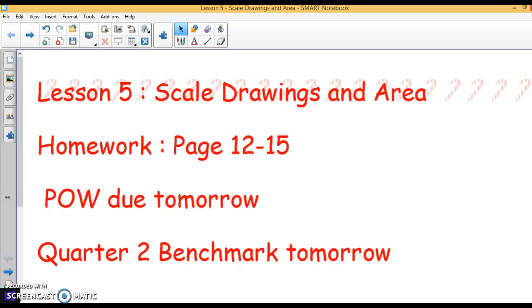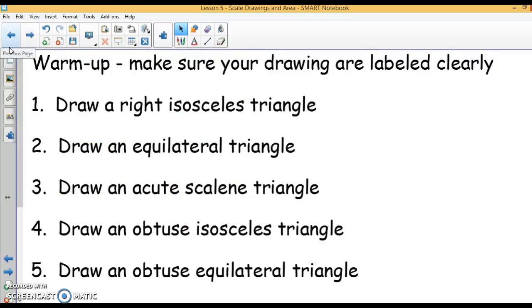Talking about today is 2D Geometry, Lesson 5. It's scale drawings and area. The homework that goes with this is page 12 to 15 in your homework packet. All right, I want you to do this for a warm-up. Go ahead and pause this now, do it, and then turn it back on.